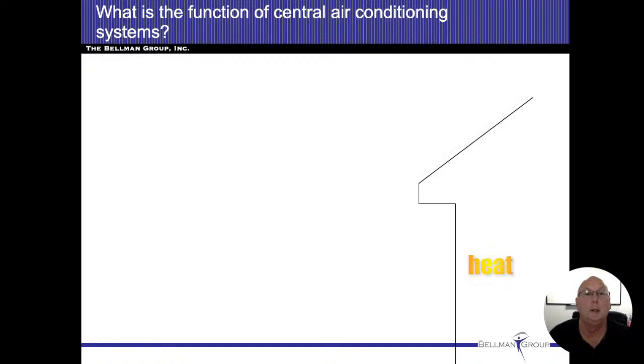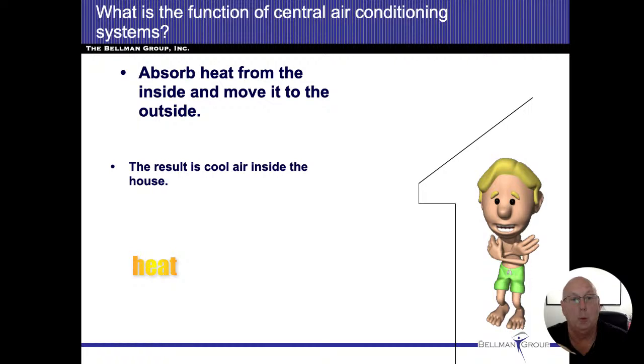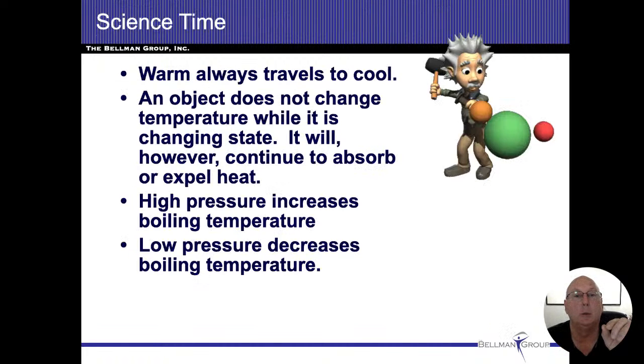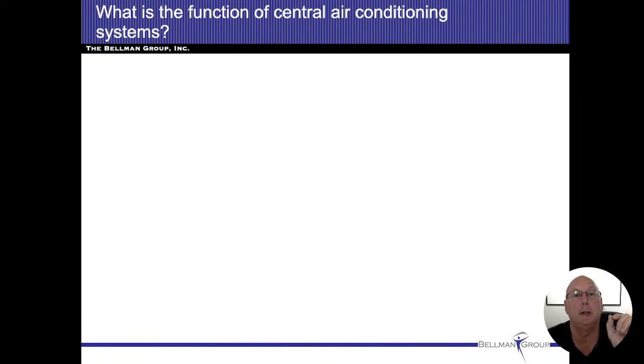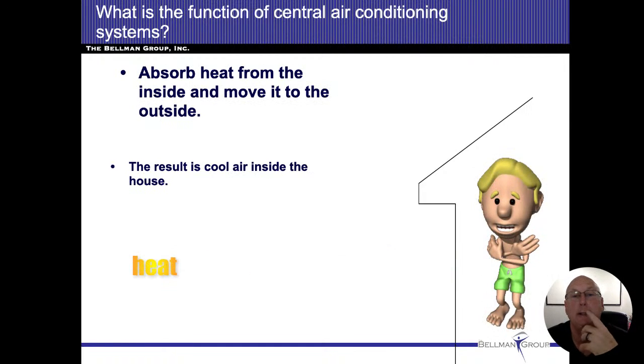All right. So a lot of what happens with air conditioning, the main goal is we want to absorb the heat from inside the house, and then we want to move that heat to the outside of the house, and the result of that is we feel cool inside the house. All right. So how do we do that? We have to do a little bit of science.